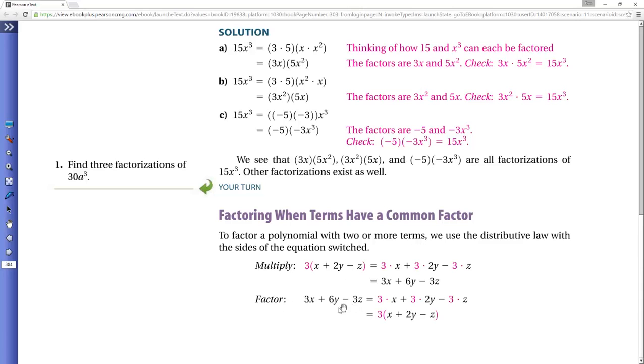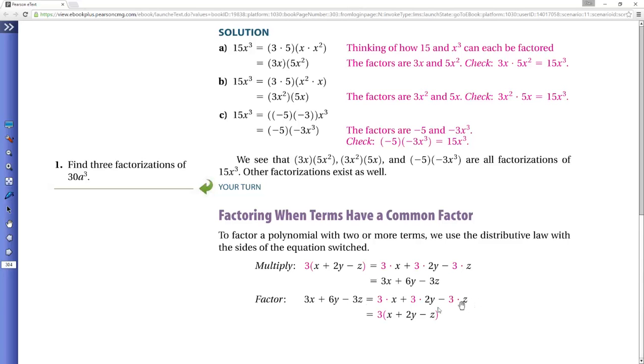Well, if we factor this, we would take this resultant polynomial that we got from the multiplication. I would look for common factors in each term, in each part of the addition. In this case, it's 3. And then I can factor out the 3. In other words, I can write this as 3 times x, 3 times 2y, plus a negative 3 times z.